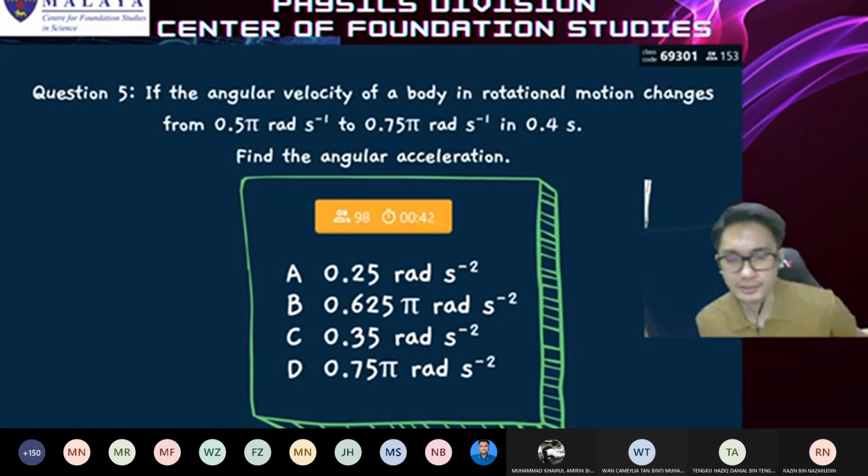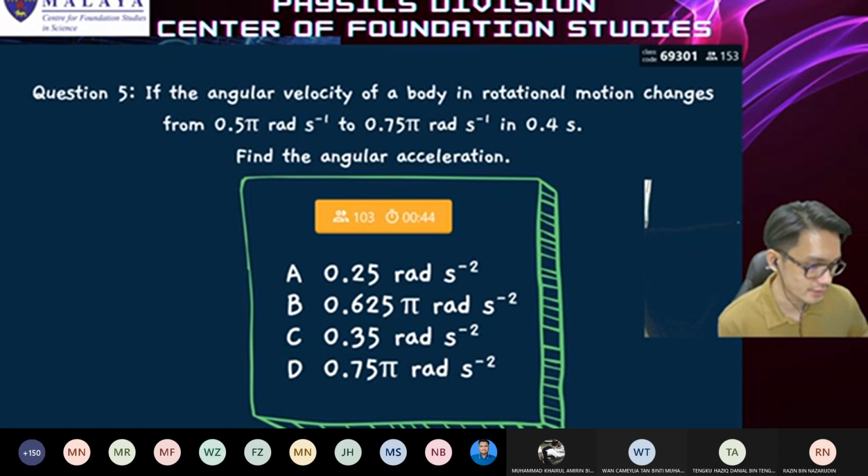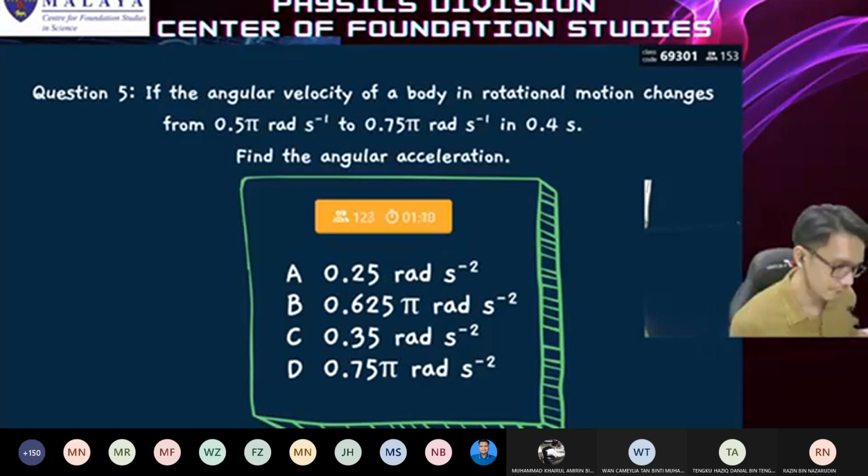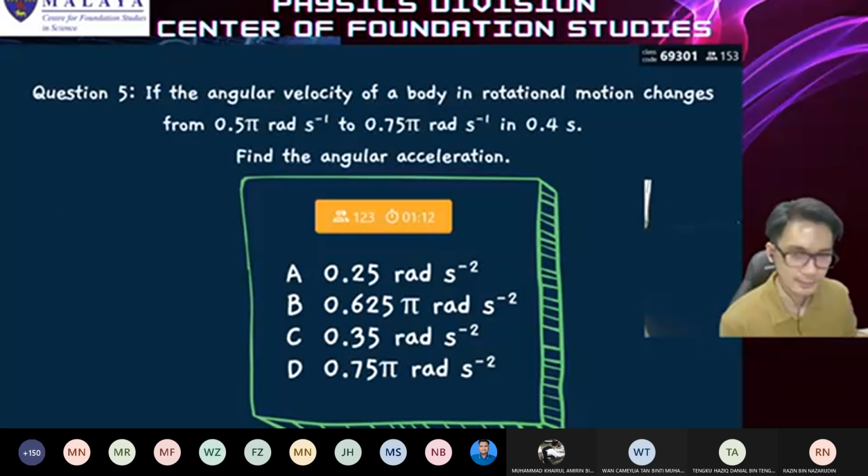Oh, yang ni laju ramai yang jawab. Maybe previous punya question a bit difficult. Dia tak difficult lah, cuma you kena get used to parameters yang dalam rotational motion. So angular velocity, angular displacement, angular acceleration, and also revolution per minute. So once you grasp the concept, then you'll be fine lah. Don't worry, nanti banyak latihan. Okay, I'll close the submission.